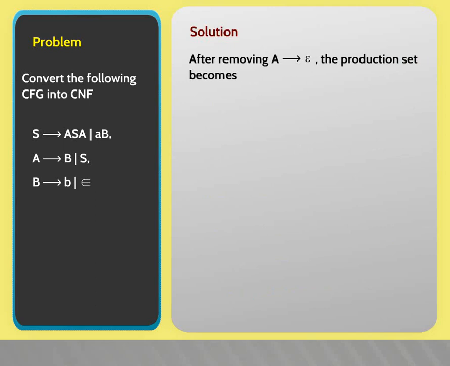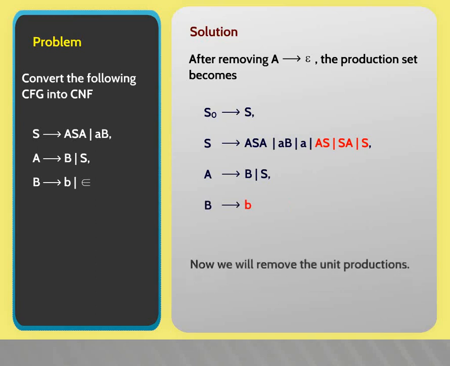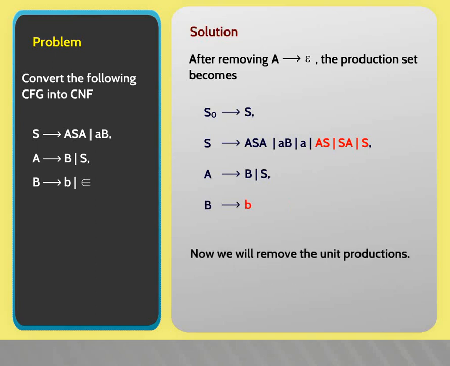After removing A provides epsilon, the production set becomes S0 provides S. S provides ASA or aB or a or AS or SA. A provides B or S. B provides b. Now we will remove the unit productions.